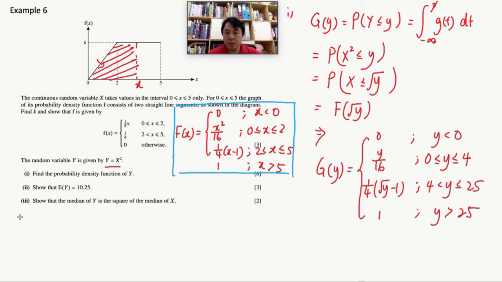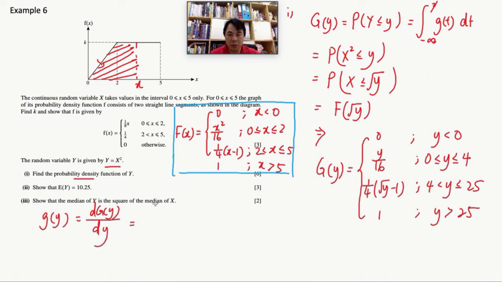Now, the second part, E(Y), the expected value for random variable Y. Oh yeah, before that, I always miss out, I forgot that I have not answered this question yet, the density function. We know that the density function of y is basically just the differentiation of the distribution function with respect to y here.